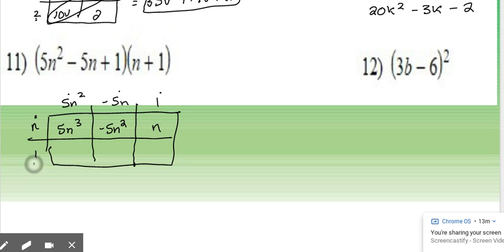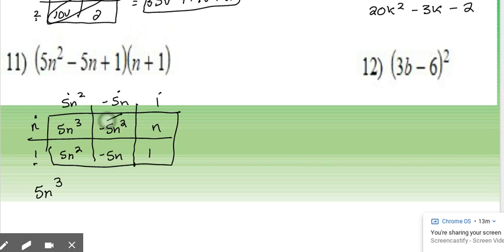Down with the 1. 1 times 5n squared is 5n squared. 1 times -5 is -5n. And 1 times 1 is 1. Add up my like terms. So I have 5n to the third.